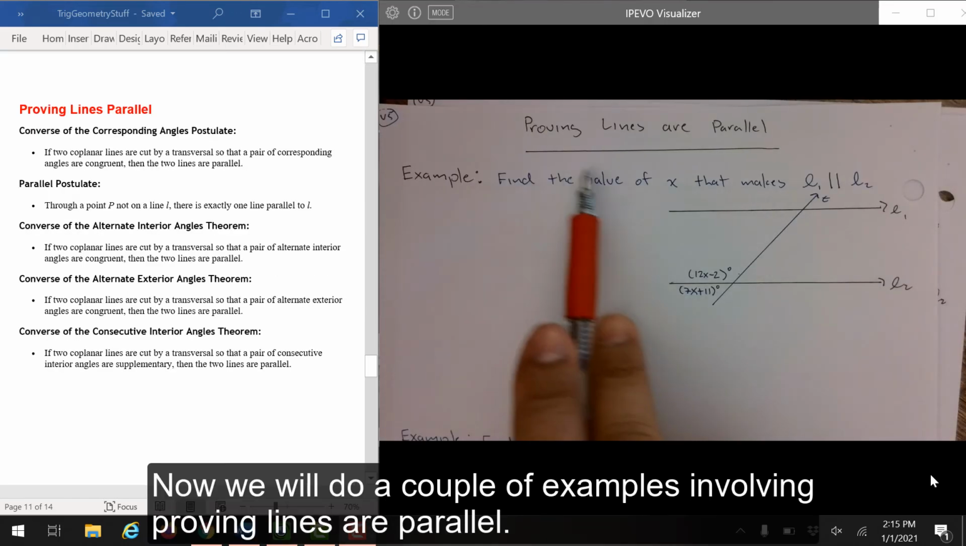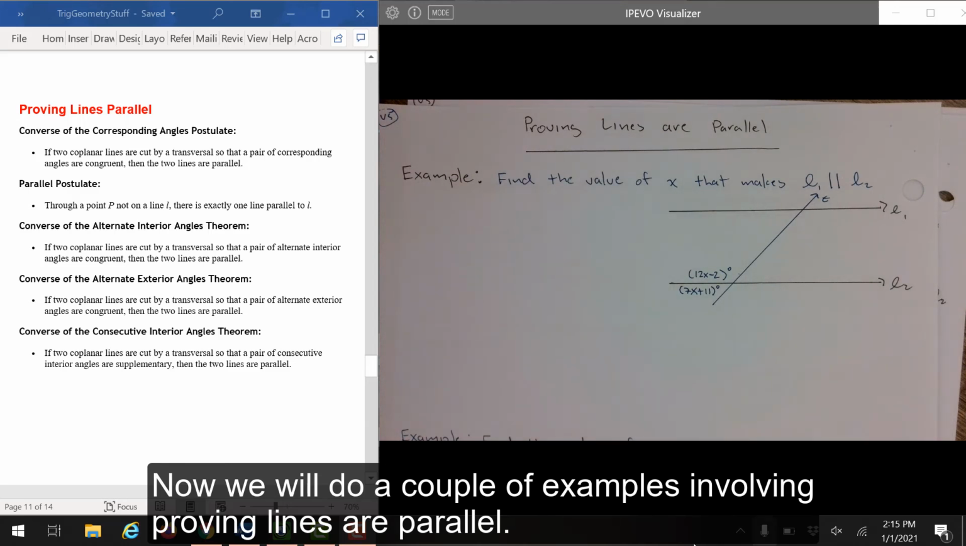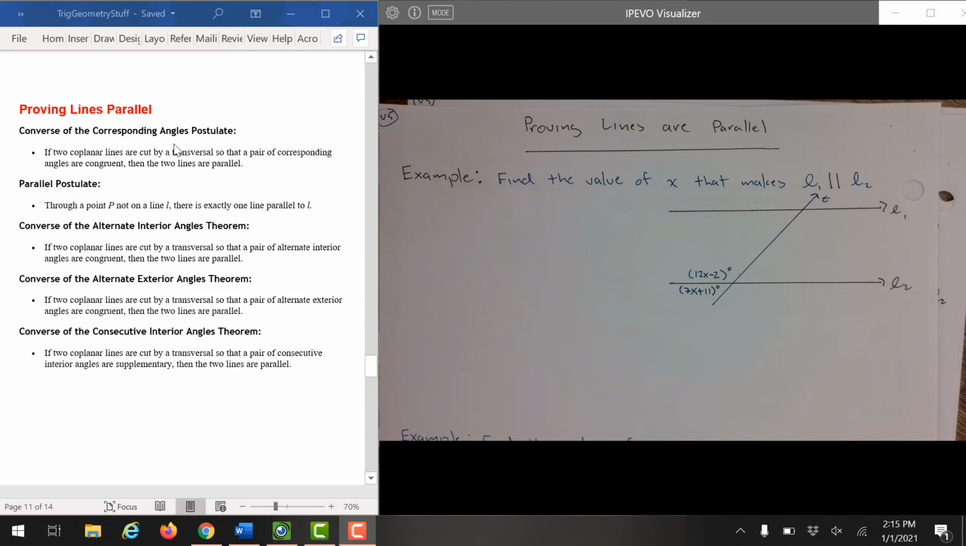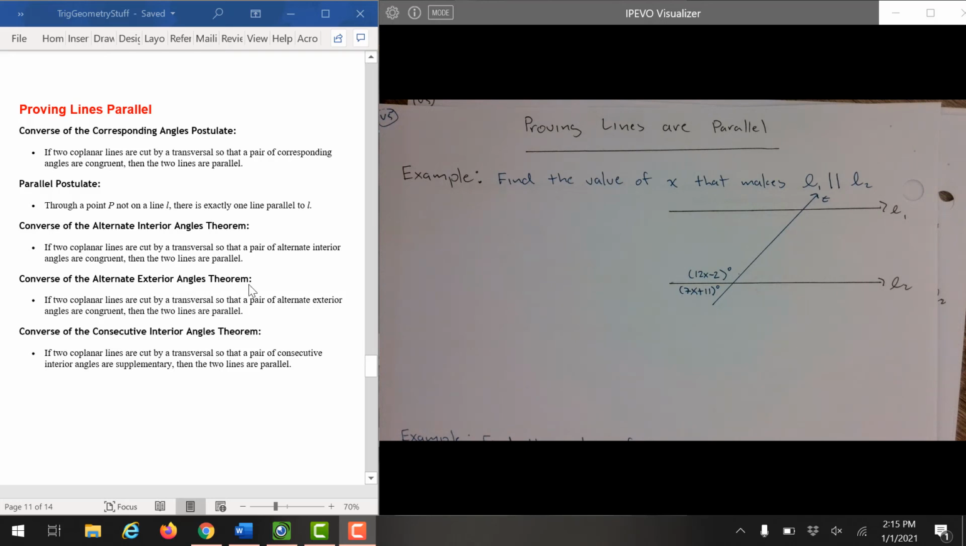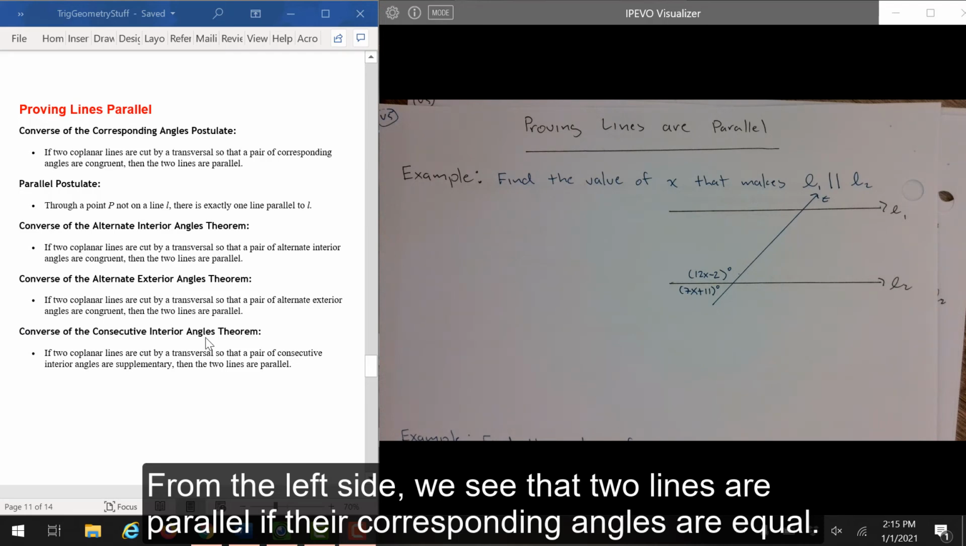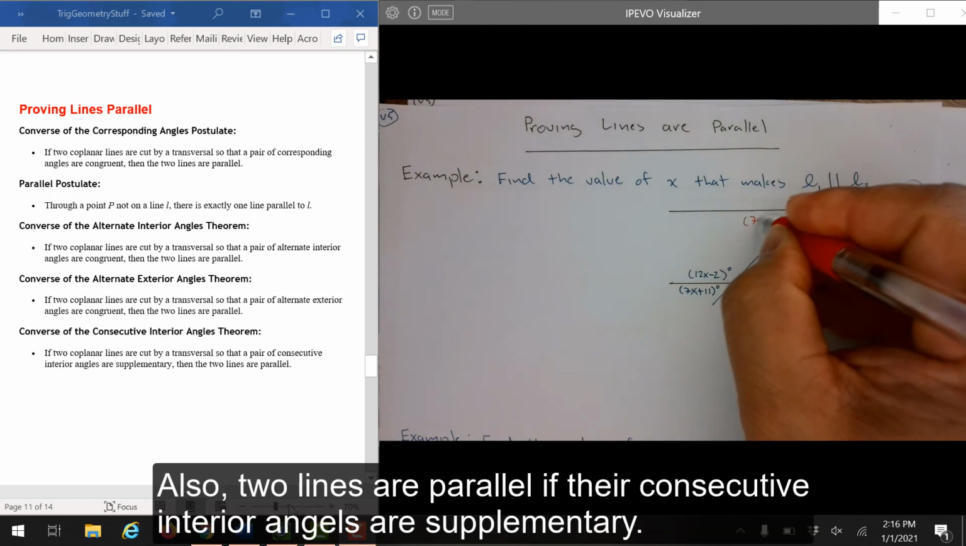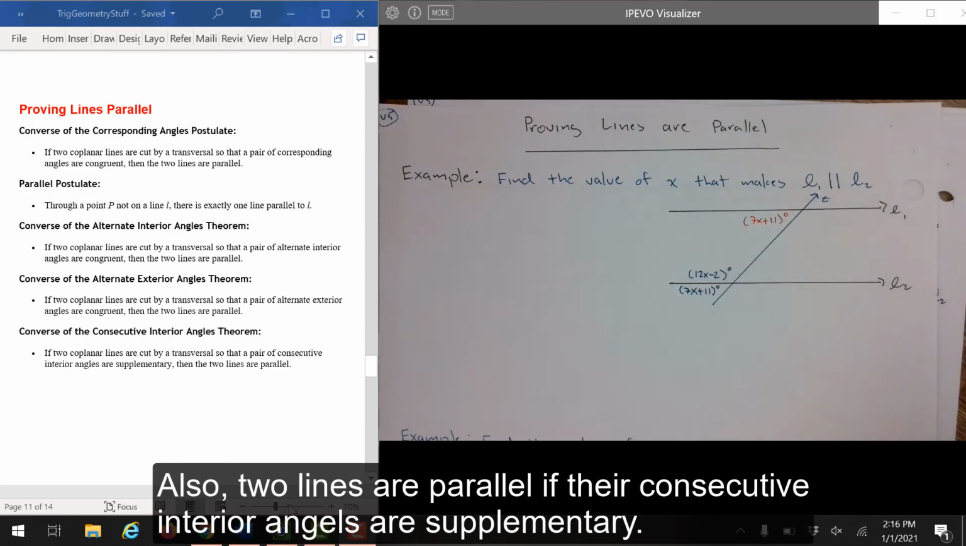Now we will do a couple of examples involving proving lines are parallel. In this example, we want to find the x that makes the two lines parallel. From the left side, we see that two lines are parallel if their corresponding angles are equal. Also, two lines are parallel if their consecutive interior angles are supplementary.